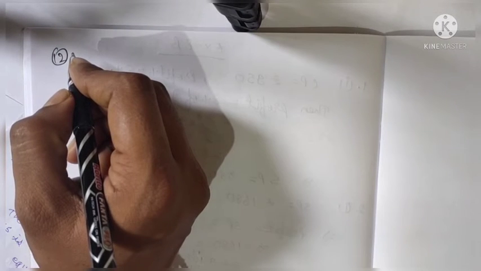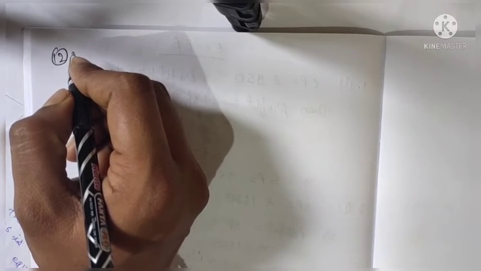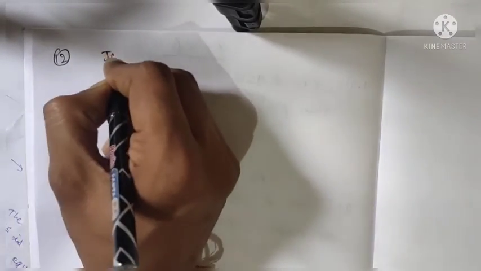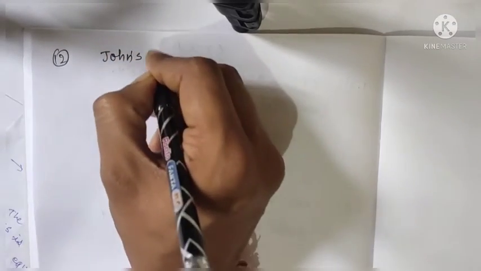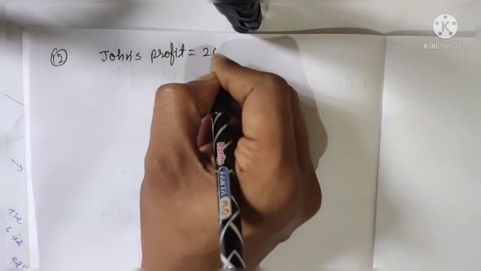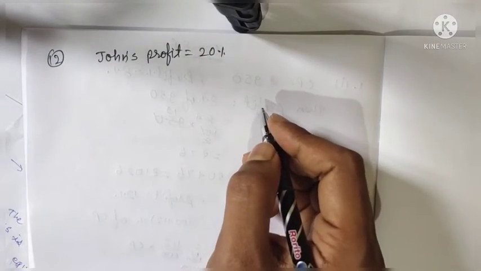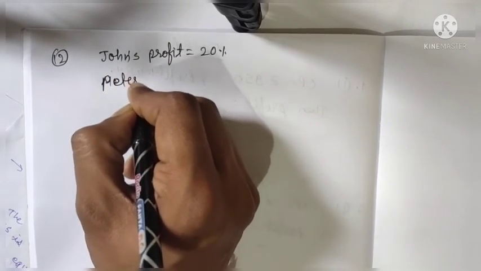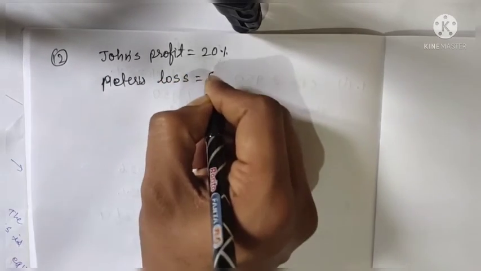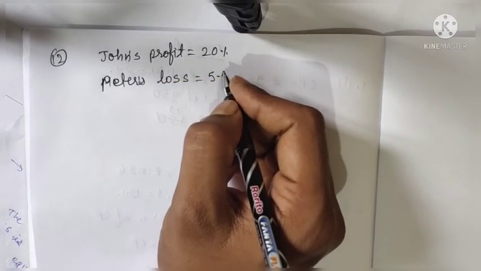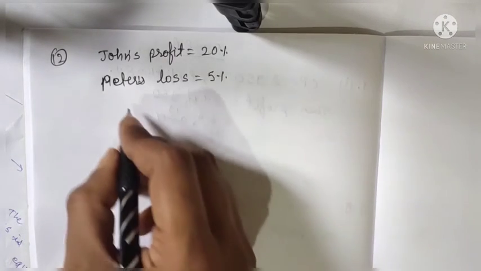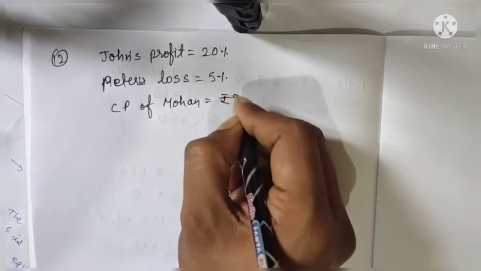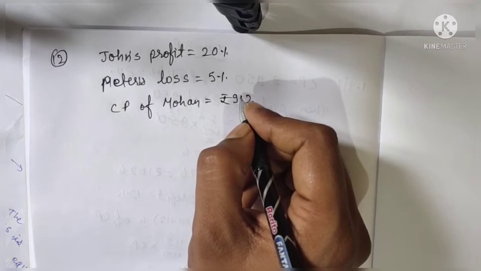In question number 12 it is said that John sold an article to Peter at 20% profit. So John's profit is equal to 20%, and Peter sold it to Mohan at 5% loss, and Peter's loss is equal to 5%. If Mohan paid rupees 912 for the article, and CP of Mohan is equal to rupees 912, we have to find how much John paid for it.